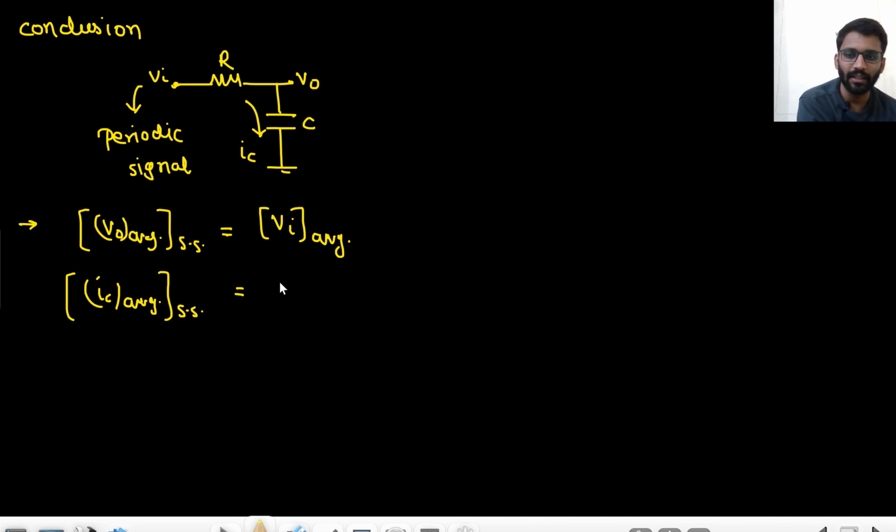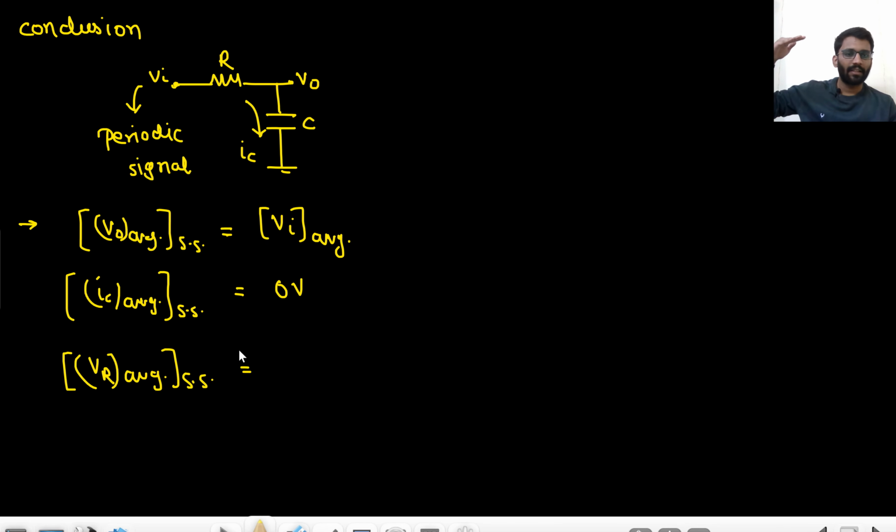So IC average will be, what? It will always be 0. So tell me, what will be the VR average voltage? VR average at steady state. What will be VR average at steady state? If the capacitor current is 0, that means the same 0 current is flowing through the resistor R as well. So it will also be 0 volt. This will be 0 ampere. Okay, and this will be 0 volt.